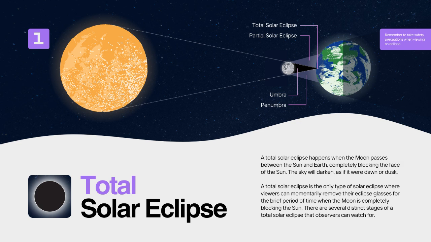Total solar eclipse. A total solar eclipse happens when the moon passes between the sun and Earth, completely blocking the face of the sun. The sky will darken, as if it were dawn or dusk. A total solar eclipse is the only type of solar eclipse where viewers can momentarily remove their eclipse glasses for the brief period of time when the moon is completely blocking the sun. There are several distinct stages of a total solar eclipse that observers can watch for.